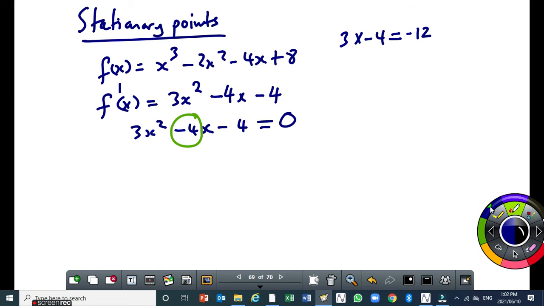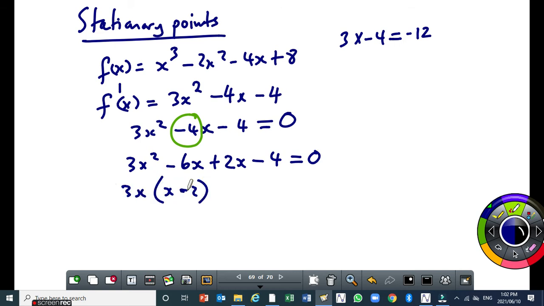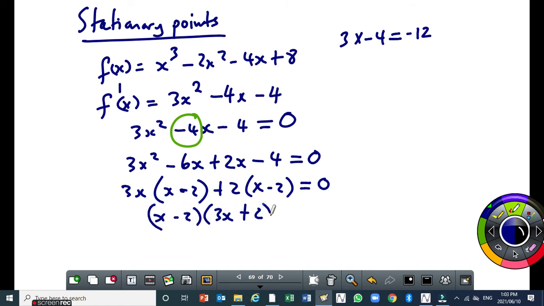It will be minus 6 and positive 2. So we can write this as 3x squared minus 6x plus 2x minus 4 equal to 0. And this will give me 3x times x minus 2 plus 2 times x minus 2. That's equal to 0. And then you will get x minus 2 times 3x plus 2 equal to 0. What this means is that x will be equal to 2 or x will be equal to negative 2 over 3.